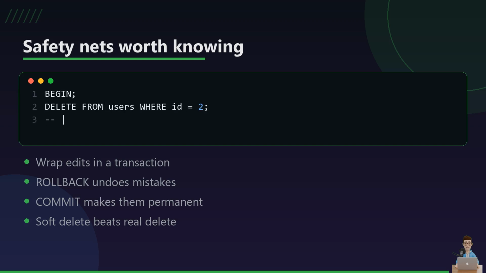One level up from select first is the transaction, which is like a draft mode. You begin, make your changes, look at the result, and only then decide to commit to keep them or roll back to undo. Another trick teams use is a soft delete, where instead of really removing a row, you just flip an is_deleted flag, so nothing is ever truly lost. The minus is a little extra complexity, but the plus is you can sleep at night.